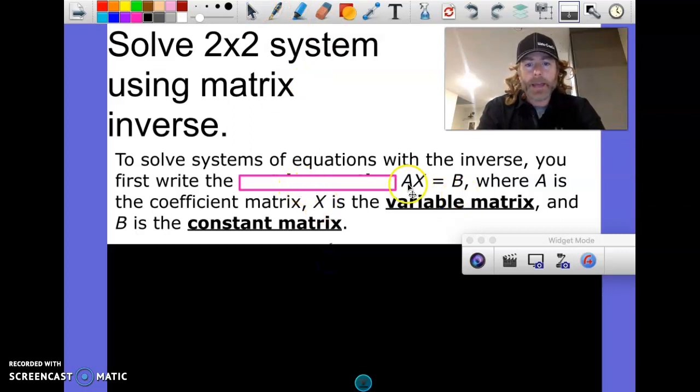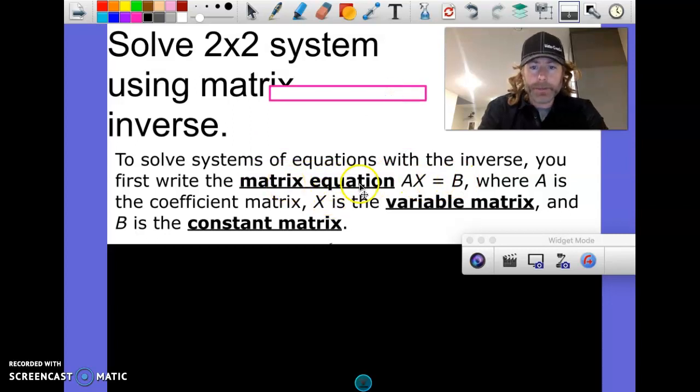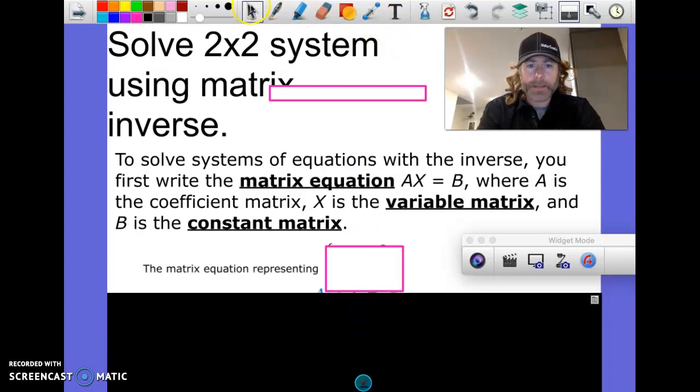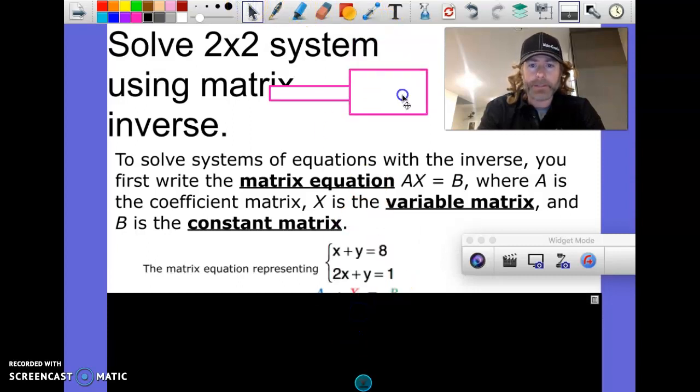If we have a matrix A times X that equals B, we can use a matrix equation where A, the first matrix, is called the coefficient matrix. X is called our variable matrix, the things that we're going to solve for. And B is the constant matrix. So this manifests itself in ways like this.